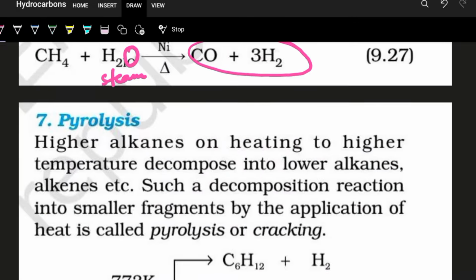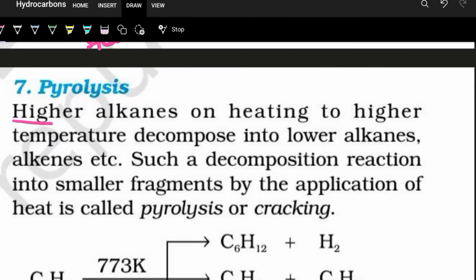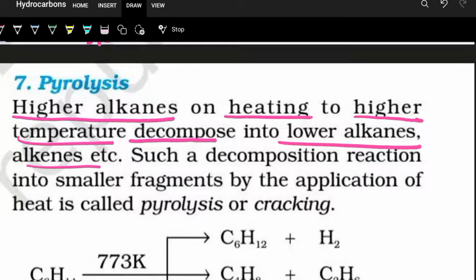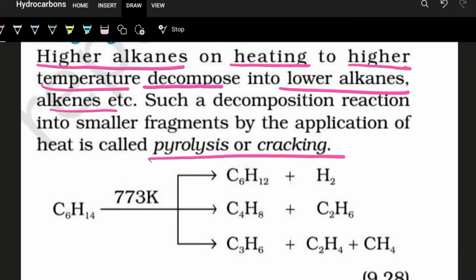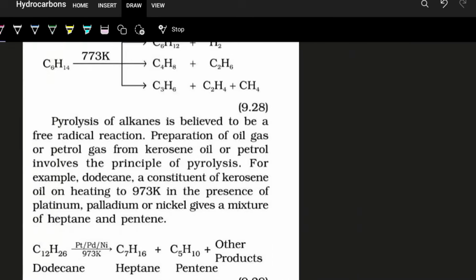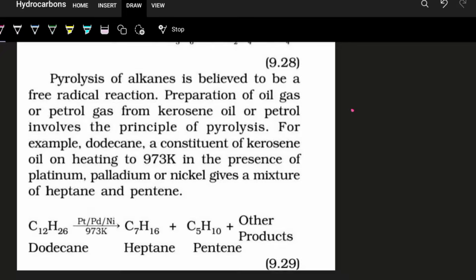Pyrolysis means higher alkanes heated at a higher temperature decompose to give lower alkanes, or it can be alkenes as well. This is known as pyrolysis or cracking. The other name of pyrolysis is cracking, and this is the example that has been given to you for pyrolysis, producing other products. So that's all for this session. We are going to meet in the next session with conformations. Till then, bye all of you.